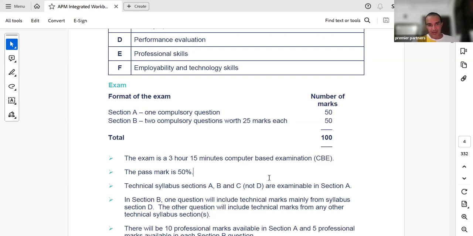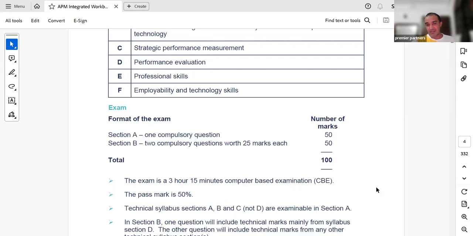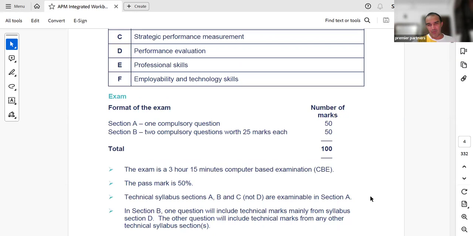If you look at the technical syllabus, sections A, B, and C are examinable in Section A. You don't have to follow that. Just be ready for any questions anywhere, because all three are compulsory. Whatever is there on the paper, you need to be able to answer. That's the confidence level, that's the preparation you must have: anything from APM, I'm ready to answer.